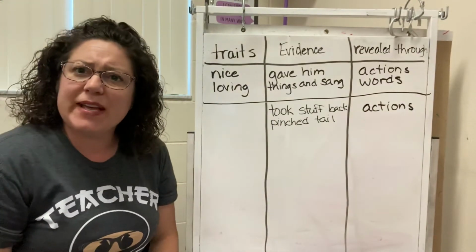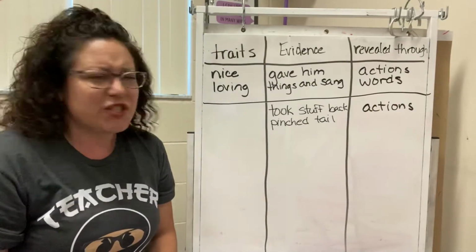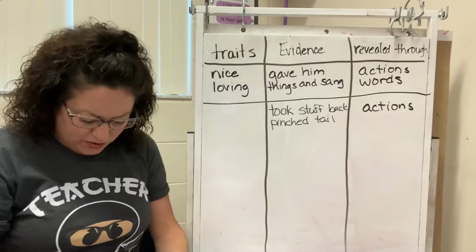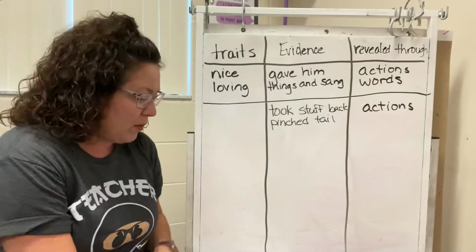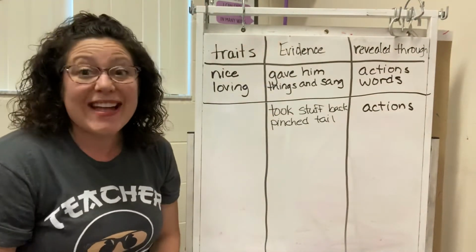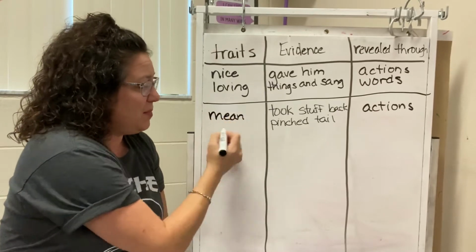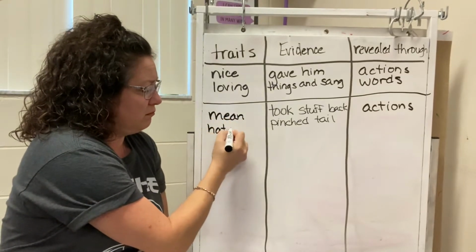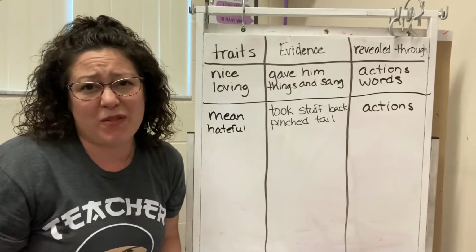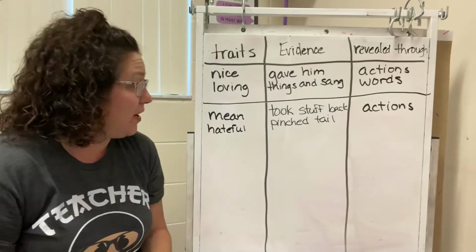Now, what kind of character trait can we come up with? She's taking her things back. She's pinching his tail. What kind of character trait can you come up with? You might want to look at the negative side, right? She's being mean, isn't she? She's being hateful. I know sometimes we always act like that with our brothers and sisters. But that's the character trait.